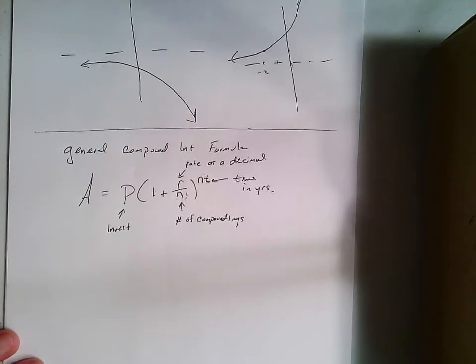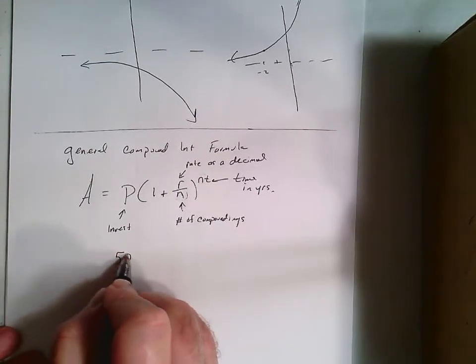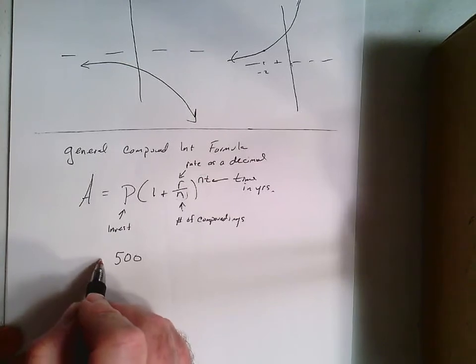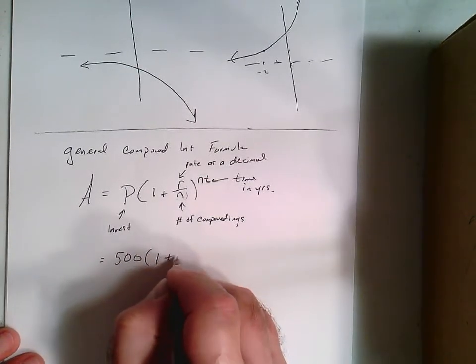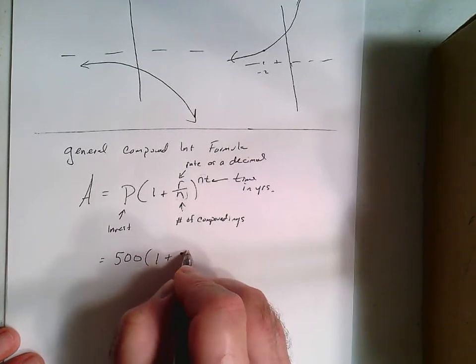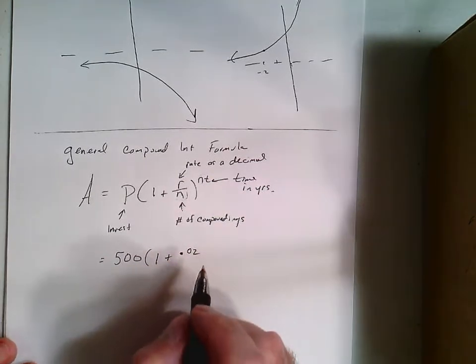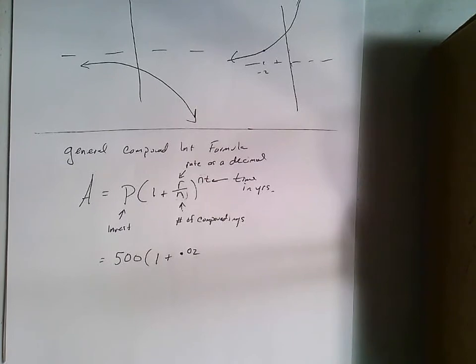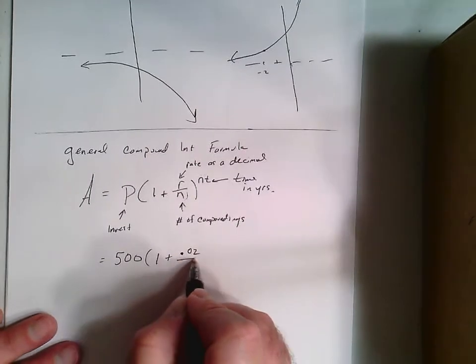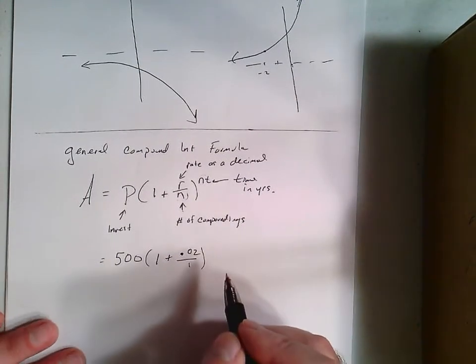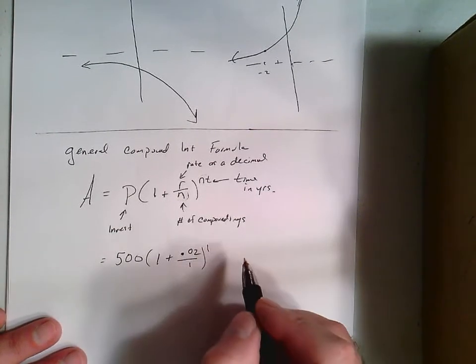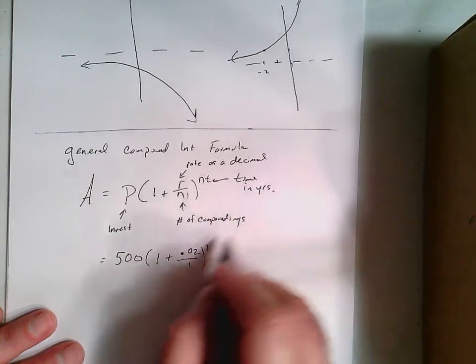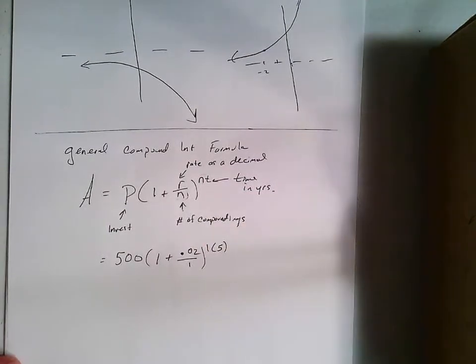So let's say I go to the bank and I put in $500 and I get a 2% interest rate, which is way better than what they're giving. But this bank is only going to do it annually. So then my compounding would only be 1 because I'm only going to calculate my interest one time. And let's say I want to check it in 5 years to see how much money I've made.